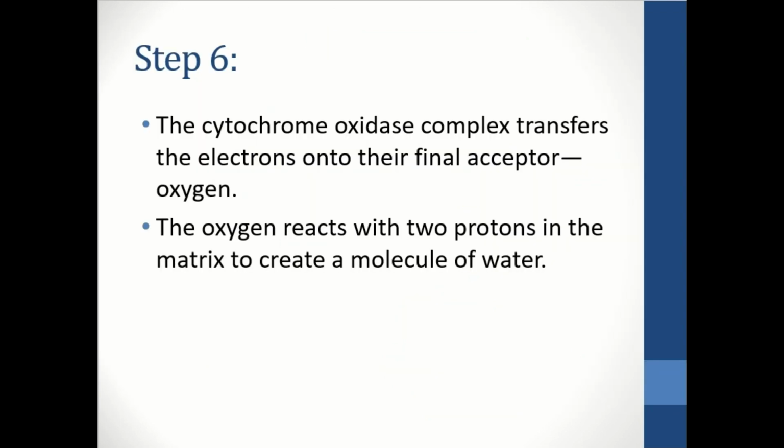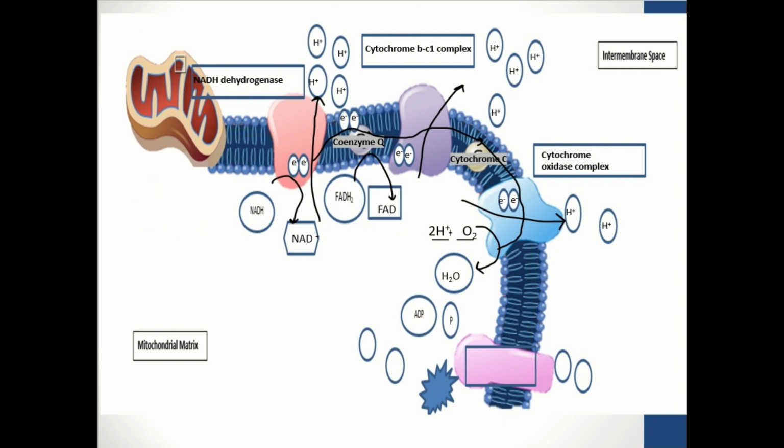in step 6. So step 6 is now still in the cytochrome oxidase complex. The electrons are going to attach to what's called their final acceptor. It's an oxygen molecule. The oxygen molecule is going to bind with the electrons, but also bind with hydrogen ions that are found in the mitochondrial matrix. And that oxygen and hydrogen creates our water molecule. So now we have those final electrons moving through, reacting to create our water.